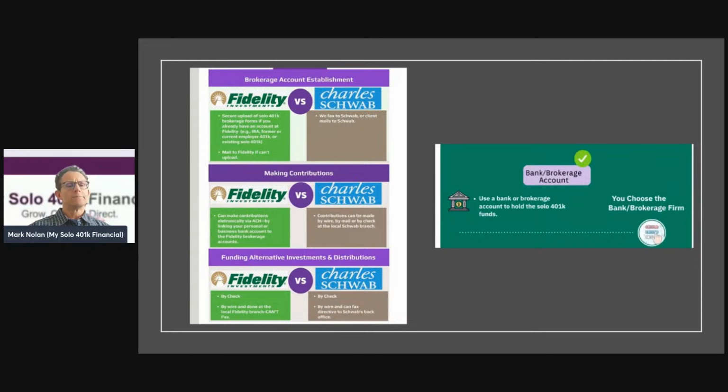With Schwab, you generally have to open up a separate bank or brokerage account at Schwab and then link that brokerage account to the self-directed 401k brokerage accounts to make those contributions. So it's not quite as streamlined on that front. But they're both good. Many of our clients have been using them for many, many years.